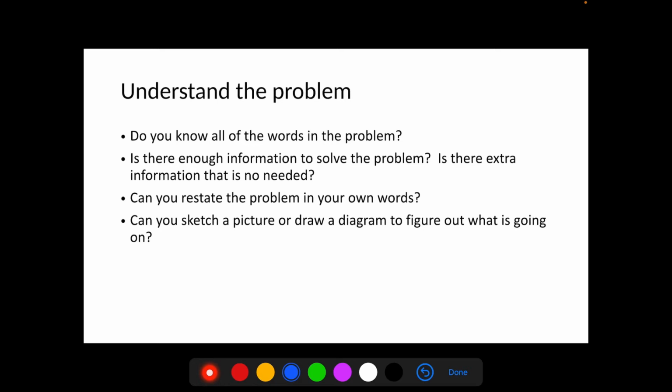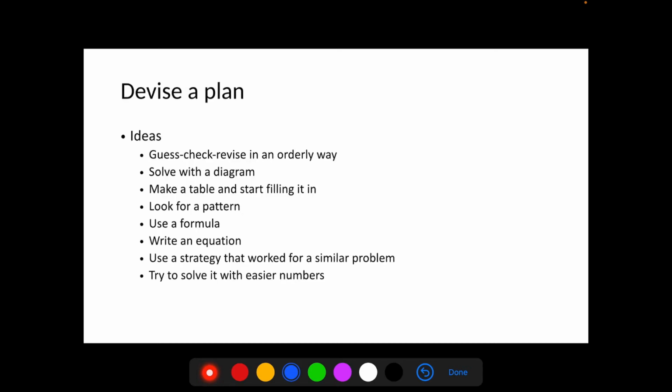Think about restating the problem in your own words. If you can paraphrase it, it might help you understand it. And sometimes just drawing a picture, not to solve it, but just to figure out what's going on, can be really helpful. So once you understand the problem, you come up with a plan.